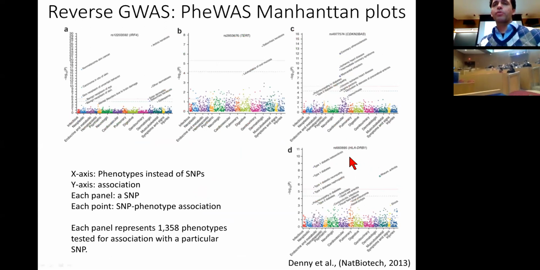And here's another example from the HLA locus. This is where the major histocompatibility complex sits, and where a lot of these variants affect the immune system functioning of different individuals. And you can see here that it has a very large number of associations with type 1 diabetes, with rheumatoid arthritis, with all kinds of other traits.